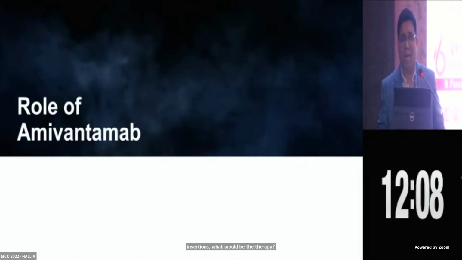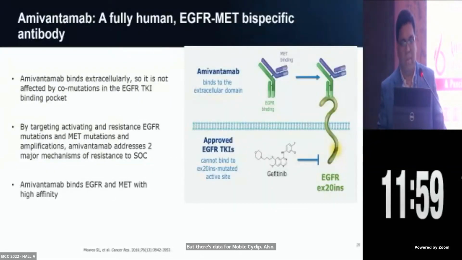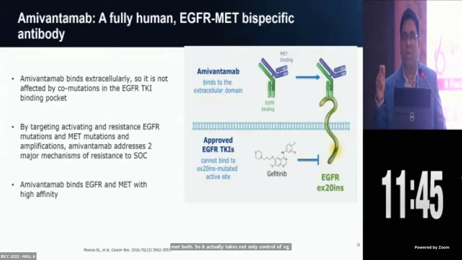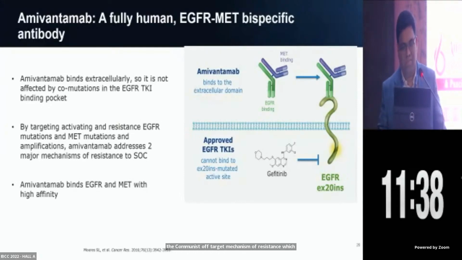There are agents like Amivantamab, which I'll be discussing today, but there's data for mobocertinib also, and there's data for poziotinib also. I will be focusing today on Amivantamab. So what is Amivantamab? Amivantamab is a bispecific antibody. It's an antibody against both EGFR and MET. So it takes control not only of EGFR, but also of MET, which is one of the commonest off-target mechanisms of resistance, which happens when these patients progress naturally.